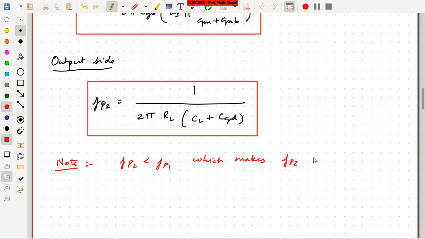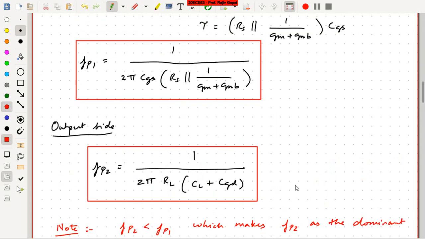FP2 the dominant pole, and the cutoff frequency depends on FP2, or in fact your cutoff frequency becomes FP2. Right? Till here, is it clear?